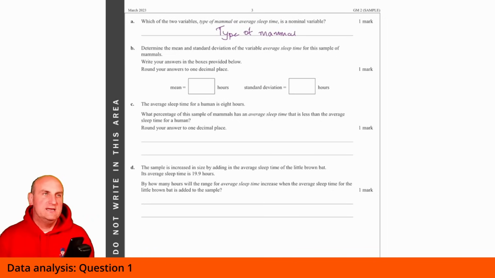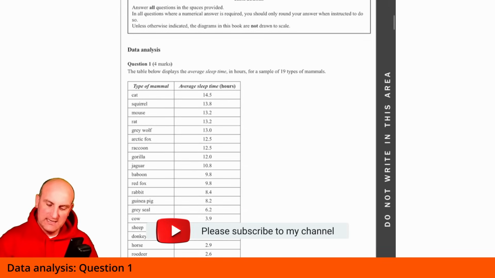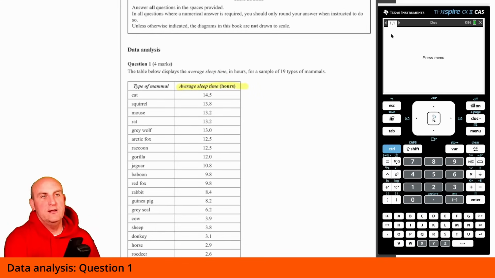Determine the mean and the standard deviation of the variable average sleep. I tend to highlight the things that I need to know. Average sleep. How am I going to do this? I can't do it in any other way other than to use my calculator. So in this situation, I'm going to fire up my calculator. I'm bringing it up onto my screen. Bear with me.